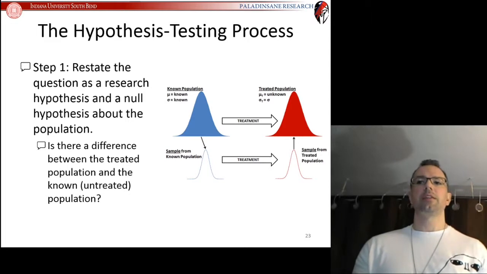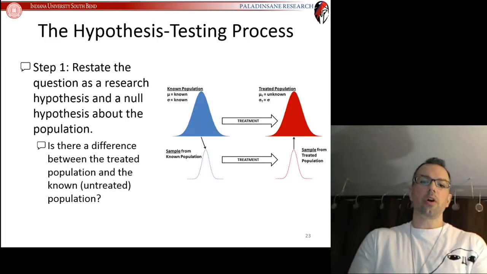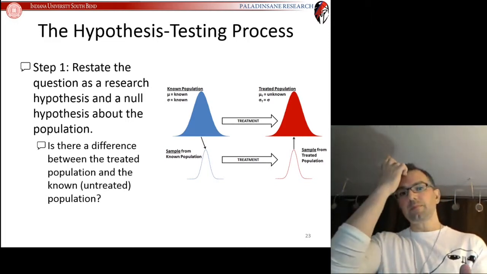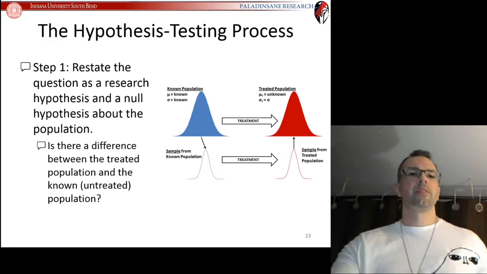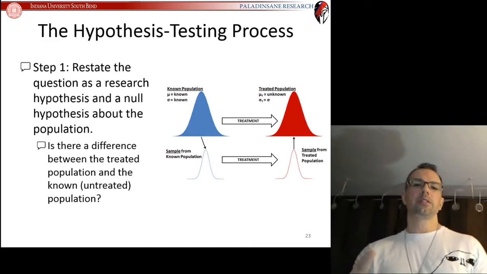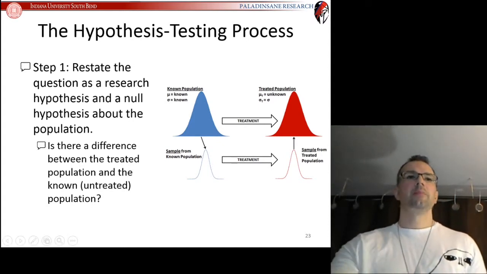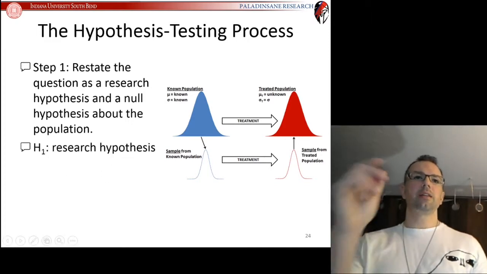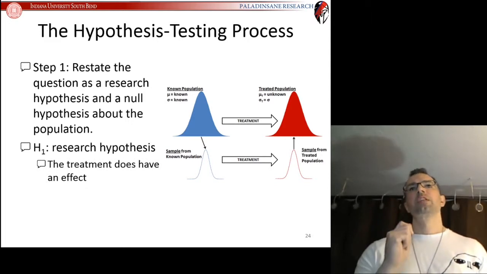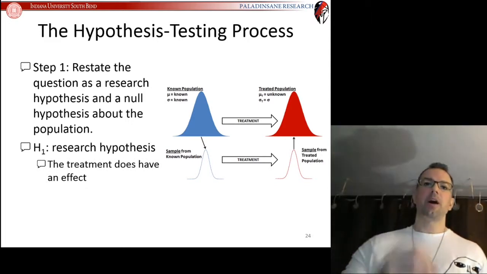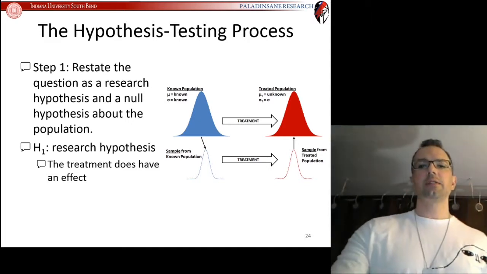Unfortunately, the way that it's stated right now, it cannot be answered by statistics. So in order to let statistics apply and work on this particular question, we need to restate it in a way that statistics can get a hold of it. And that's where the research hypothesis and the null hypothesis come into effect. So the research hypothesis is the hypothesis that the treatment does have an effect. So the research hypothesis is a hypothesis that says your treatment works.